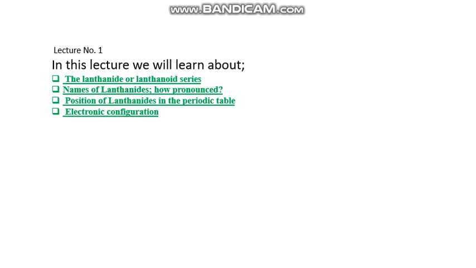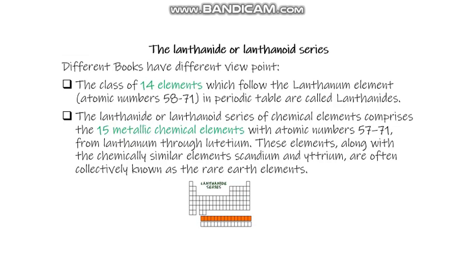In this first lecture, we will learn about the lanthanide series, names, position of lanthanide in periodic table, and electronic configuration. Let us discuss one by one. The lanthanide series: different books have different viewpoints. The class of 14 elements which follow the lanthanum element, atomic number 58 to 71, in periodic table are called lanthanide.